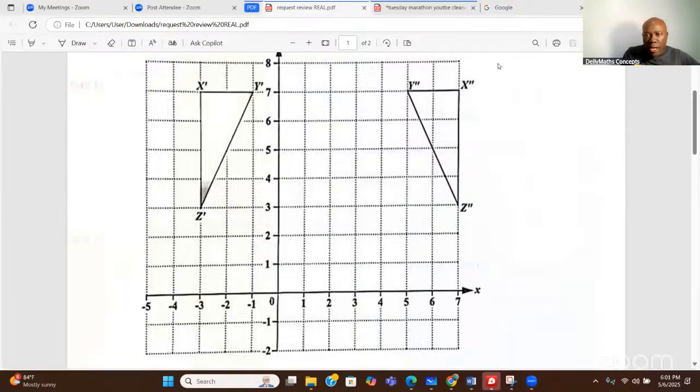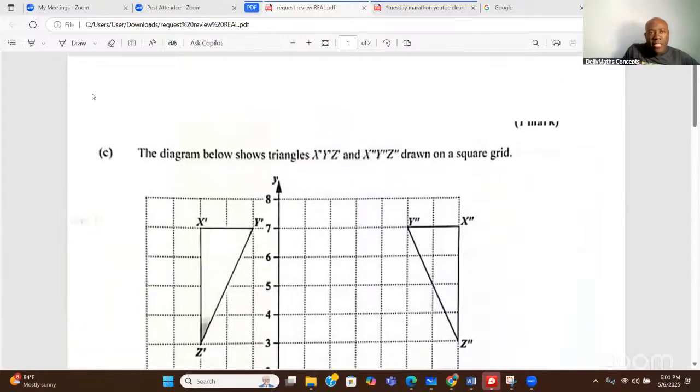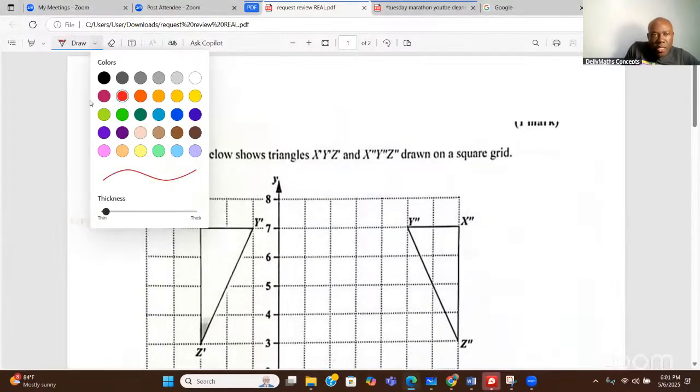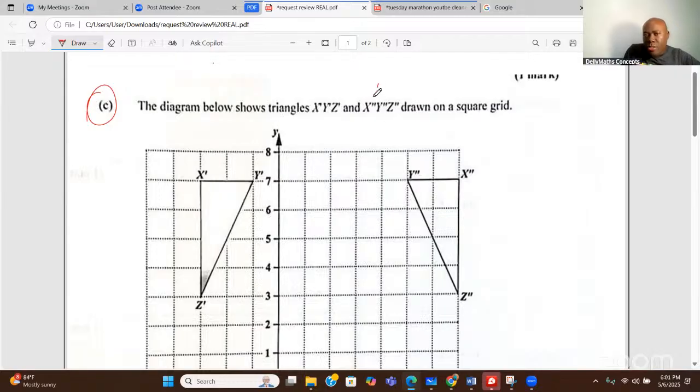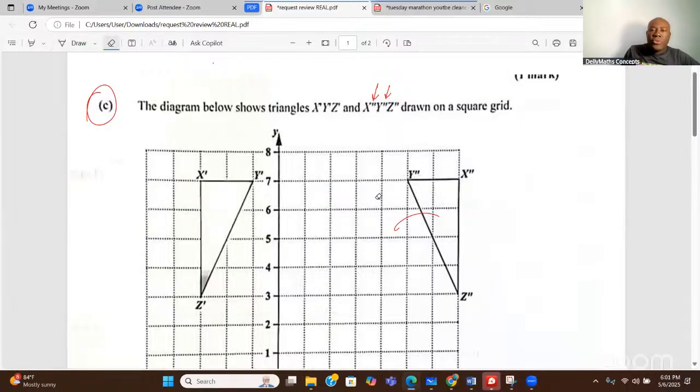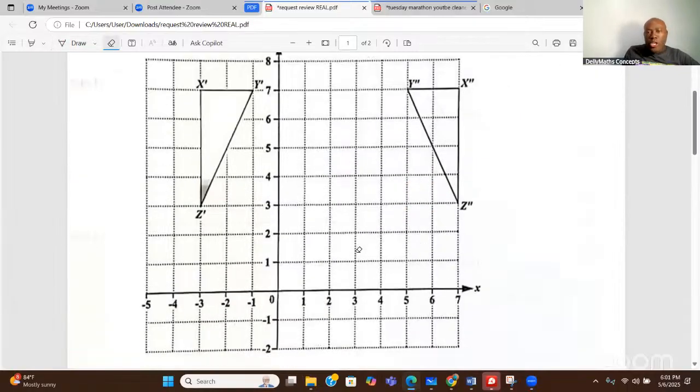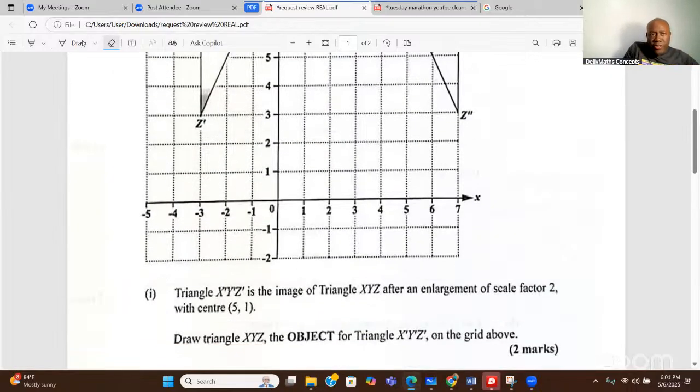So here's the first question that we're looking at. It's a transformation question, and it reads: the diagram below shows triangle X prime, Y prime, Z prime, and X double prime, Y double prime, Z double prime. So they're giving us information about these two triangles that we're looking at. From this, we're given a few questions.